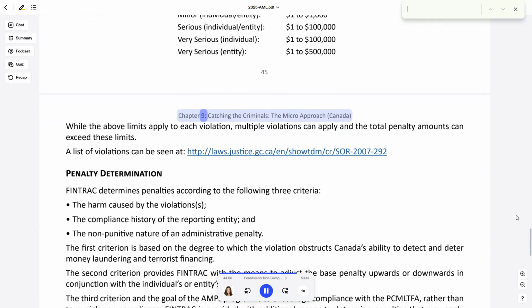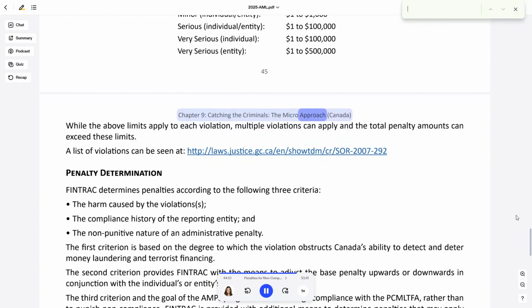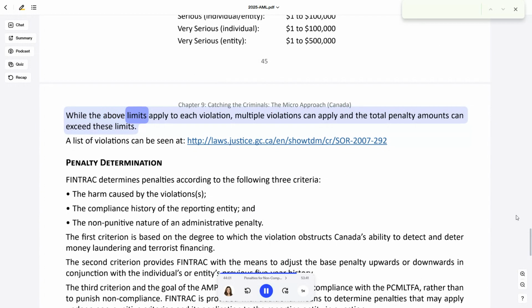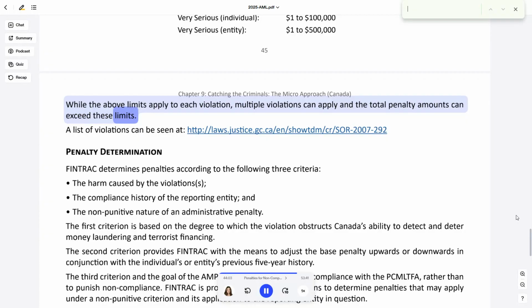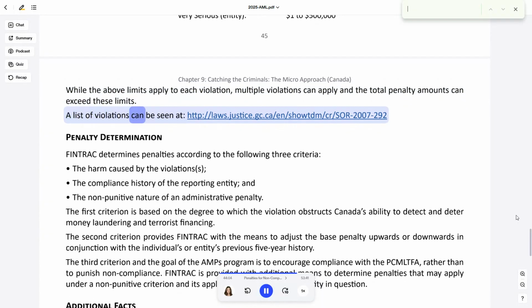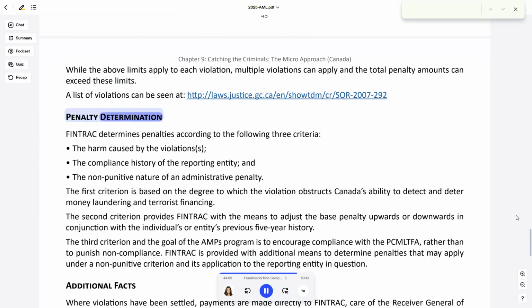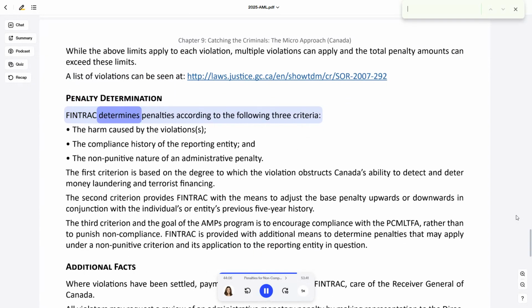Chapter 9, Catching the Criminals, the Macro Approach, Canada. While the above limits apply to each violation, multiple violations can apply, and the total penalty amounts can exceed these limits. A list of violations can be seen at laws.justice.gc.ca/en/SOR-2007-292. Penalty determination. FINTRAC determines penalties according to the following 3 criteria.